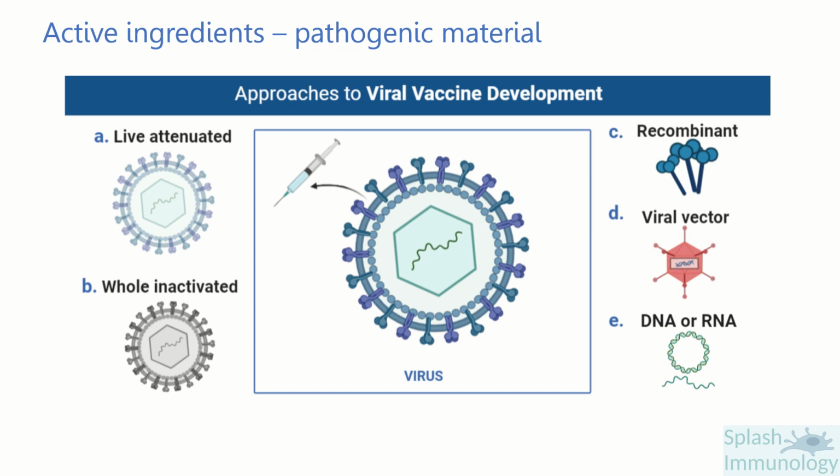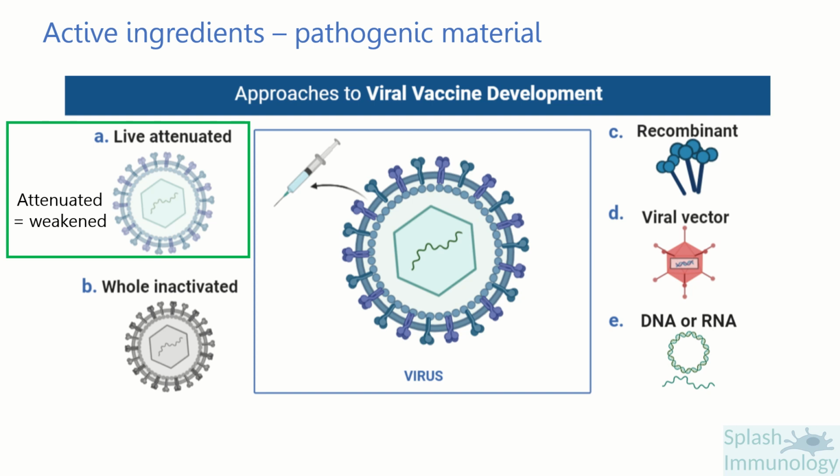So there are different ways of making the pathogenic material safe and putting it into a vaccine, and the vaccines are classified based on the type of pathogenic material that they contain. The oldest type of vaccine is a live attenuated vaccine. These contain live viruses that have been weakened to significantly reduce their ability to infect a person. This means that they can't cause disease and are very safe to give to people. These vaccines are very effective at producing an immune response because they simulate a real-life infection.